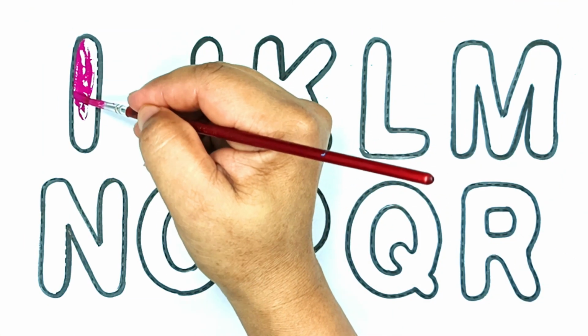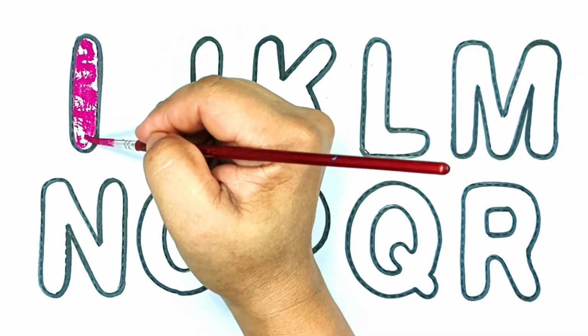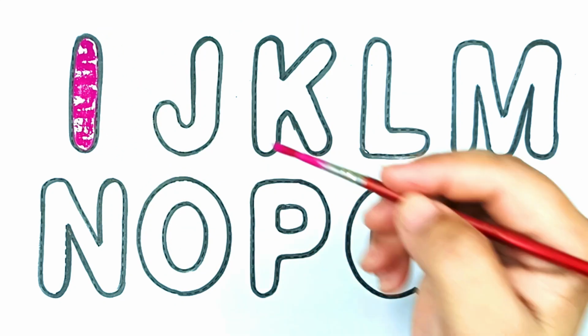I for Indian. I for igloo. I is for island, surrounded by sea.